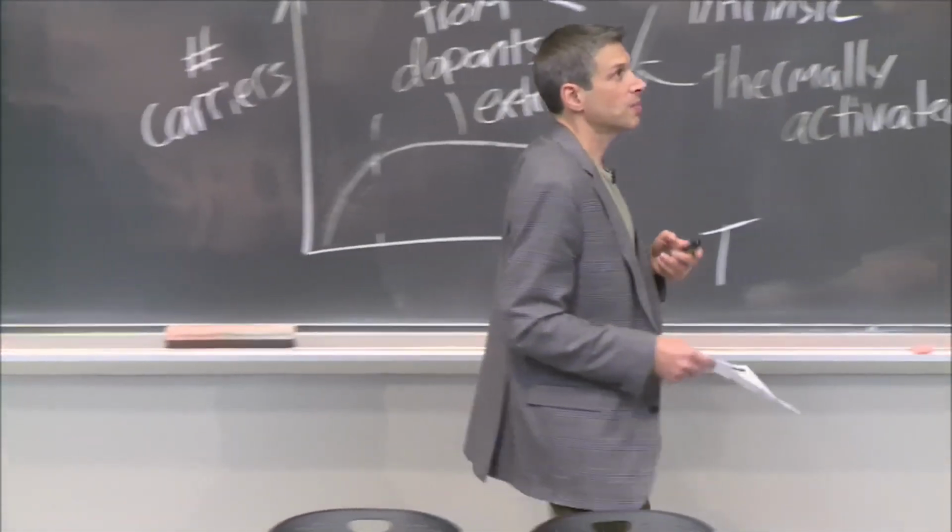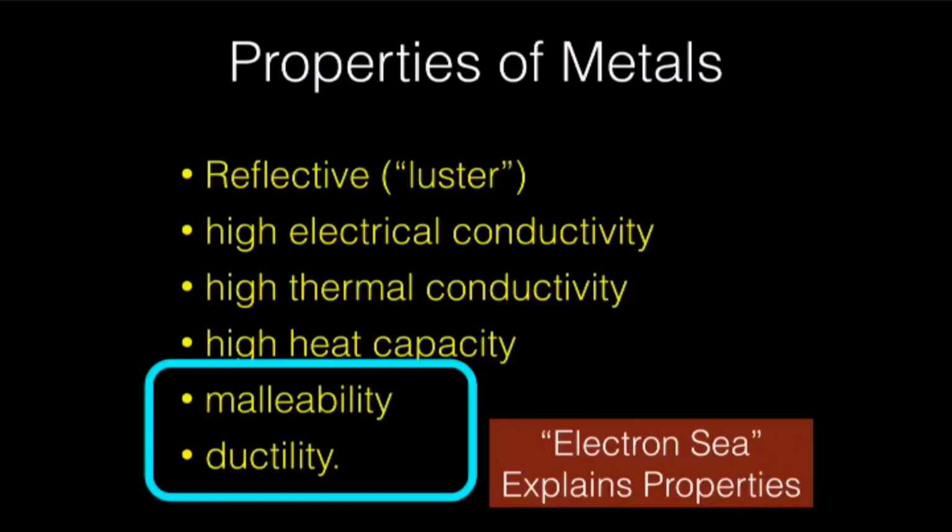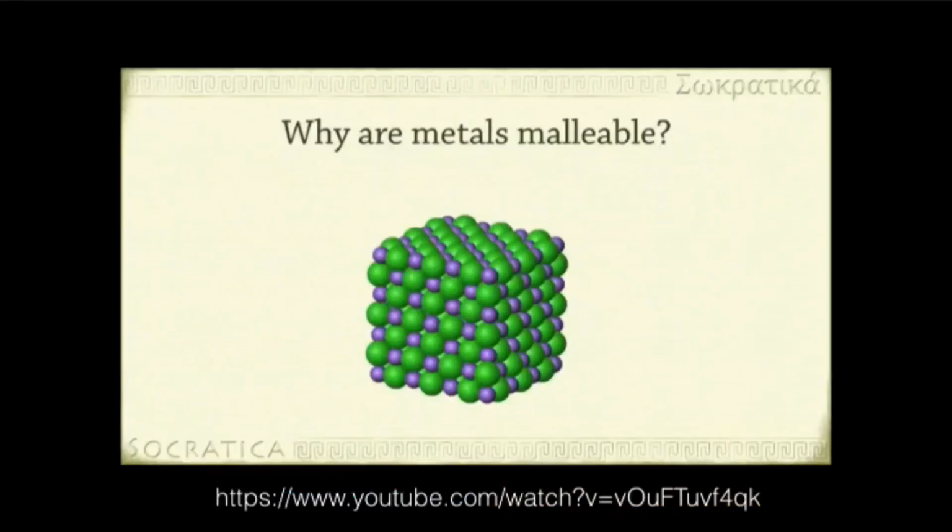Okay, back to our property list. Now, malleability and ductility. Why are metals malleable and ductile? I thought this was a good place for a video because I think this is a really simple explanation of malleability and ductility as it relates to the electron sea. So let's watch this. This is like a minute long.